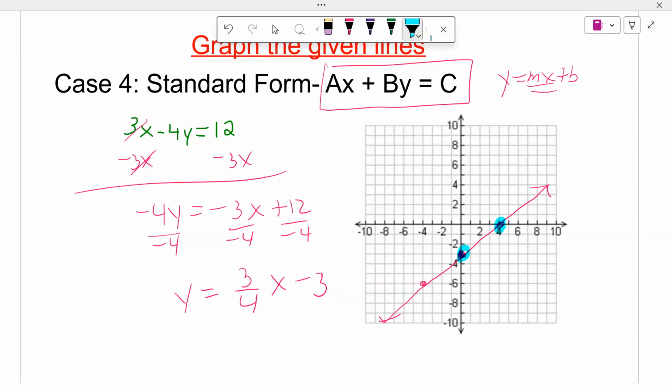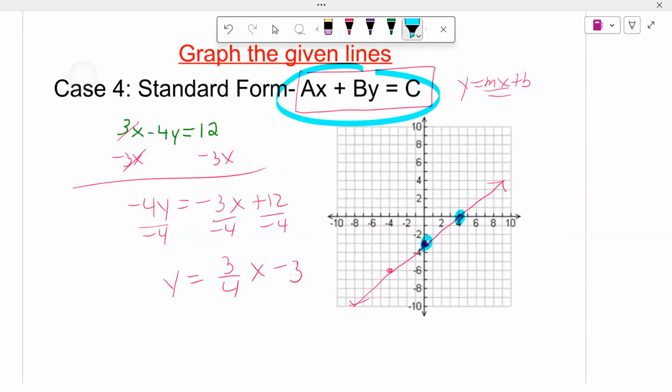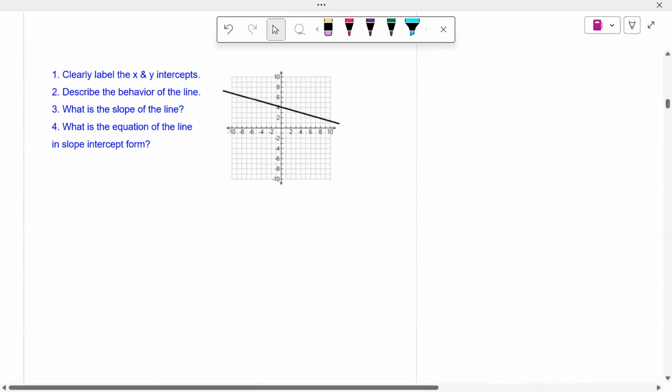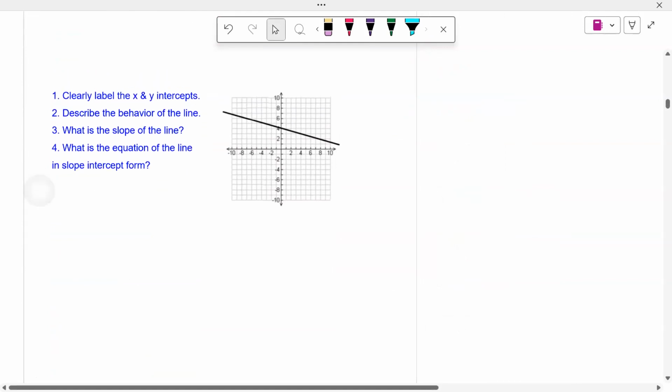We know our critical values. So if you ever encounter standard form, I typically like to just convert to slope-intercept, meaning get y by itself, and then graph like you have been for quite a long time. All right, a few more examples. We're going to skip domain and range, not super excited about that.